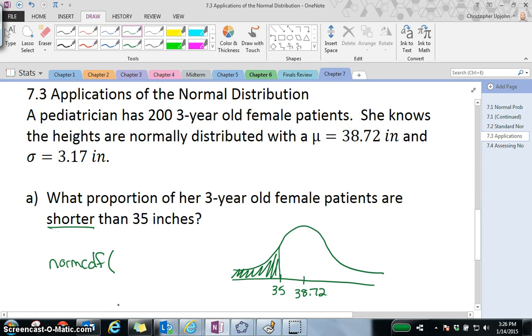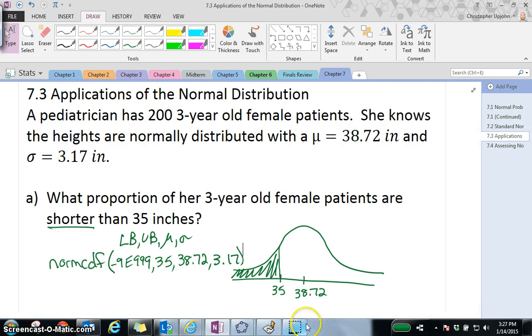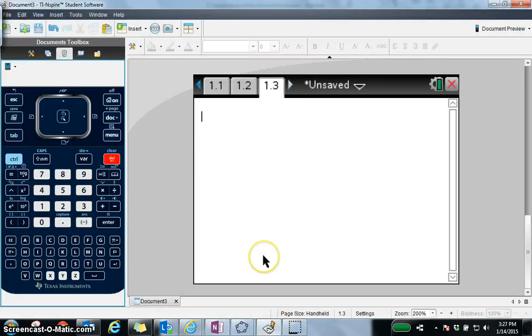Whenever we do this, we want our lower bound, upper bound, mean, standard deviation. So our lower bound is negative infinity. We can't write that. We use 9E99. Our upper bound is our 35, our value. Our mean is 38.72, and our standard deviation 3.17. So we type that in our calculator.